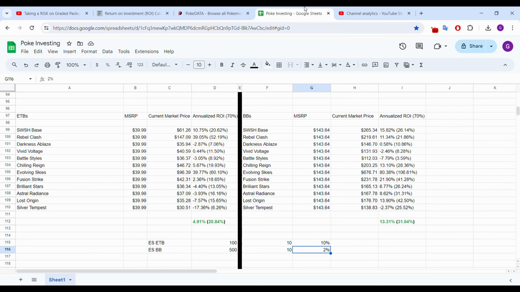Now, some of you may say, Grayson, why are you not including Sun and Moon or XY or Scarlet and Violet? Scarlet and Violet's just way too new, and I don't think the data for that is very relevant. When it comes to XY and Sun and Moon, there's two reasons. The first is that XY and Sun and Moon product, especially XY, the Elite Trainer boxes, were extremely short printed.